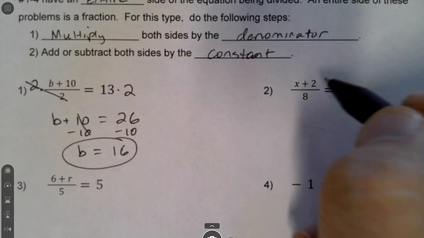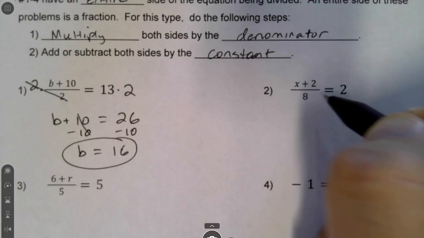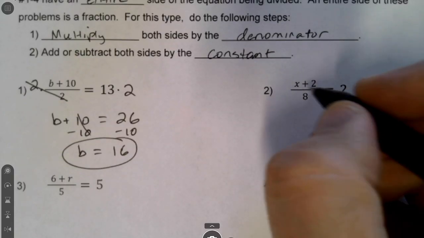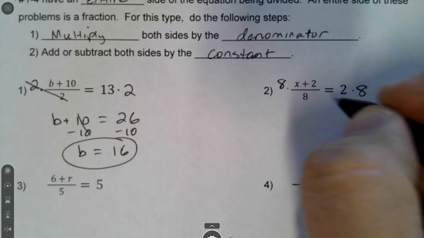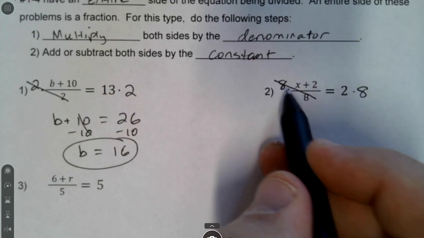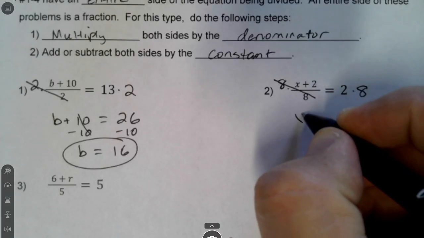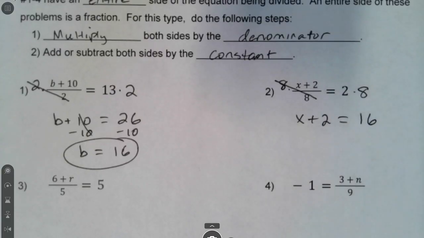Okay, number 2. So I know this is the special kind because its entire left side is a fraction. The whole left side is being divided by 8. So I need to multiply the whole left side and right side by 8. So 8 divided by 8 is 1. So that just leaves you x plus 2. 2 times 8 is 16.